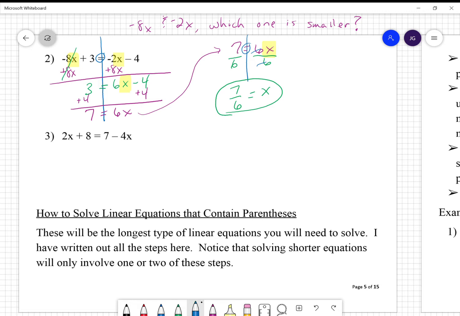Okay, problem number 3. Here's my equal sign. I have a left side and a right side. On the left side, there's nothing I can do. I cannot add 2x and 8 because they're not like terms. And there's no parentheses. On the right side, I have 7 minus 4x. I can't subtract because they're not like terms. There's nothing to distribute. So now I am going to move one of my variables. I have 2x and I have negative 4x.